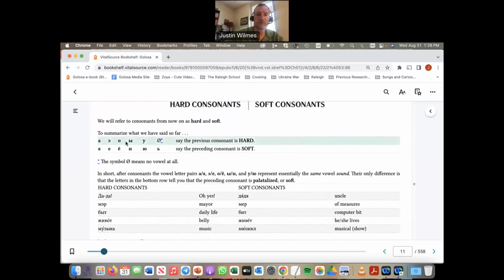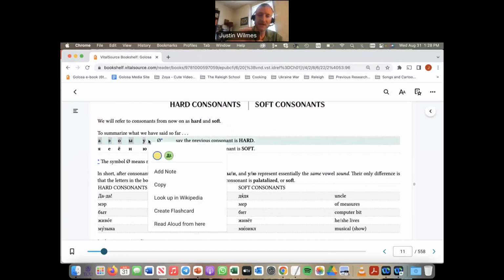So if you're using these vowels in a word, a, o, u, or i, the previous consonant is hard, because these are hard vowels. When vowels and consonants are next to each other, the vowel rubs off on the consonant, so to speak. It either makes it hard or it makes it soft.